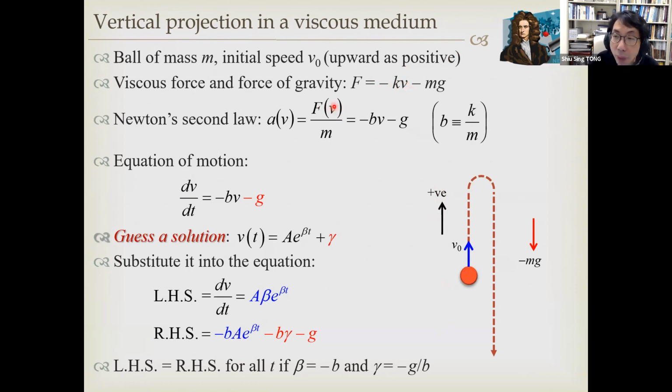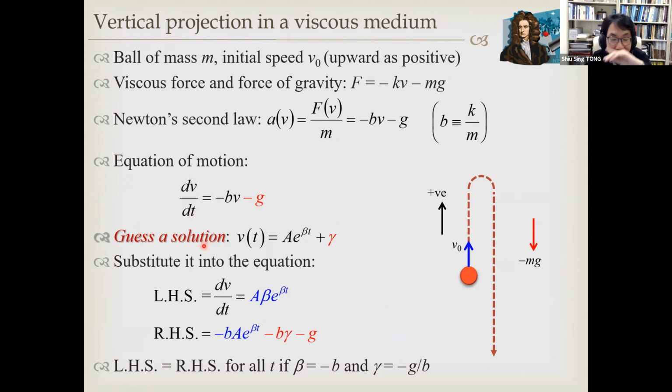And so after dividing the force by the mass, we get the acceleration. We define k over m as b as before. After dividing the whole expression by m, I get the acceleration as minus bv minus g. And so we have the equation of motion. This is equal to the acceleration dv/dt. Now, you can see this is actually very similar to the differential equation that we have just discussed, except now we have an additional constant g on the right-hand side.